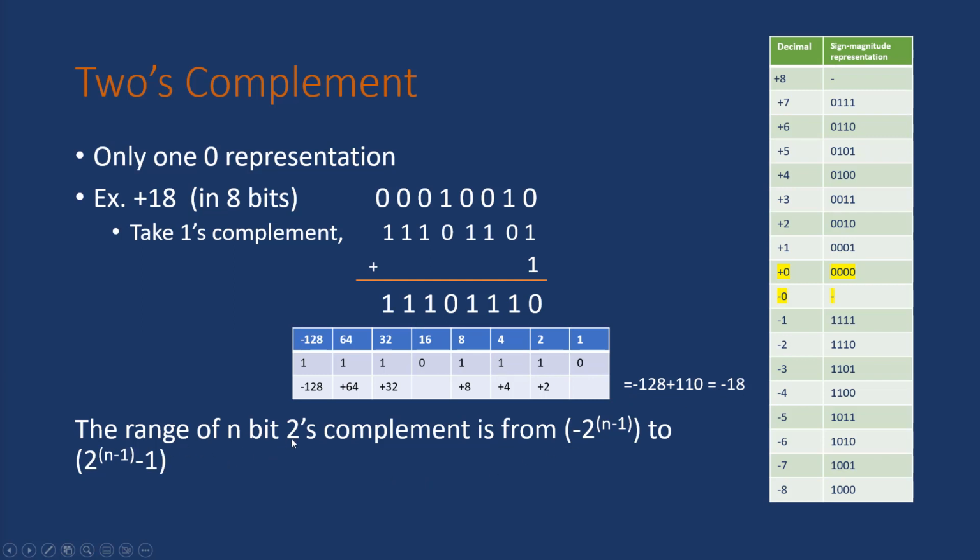The data range for n-bit 2's complement is from minus 2 to the power n minus 1, to 2 to the power n minus 1, minus 1. Here we do not have that negative 0, so the positive range is going to be minus 1. You see the positive range is smaller than the negative range. Okay.